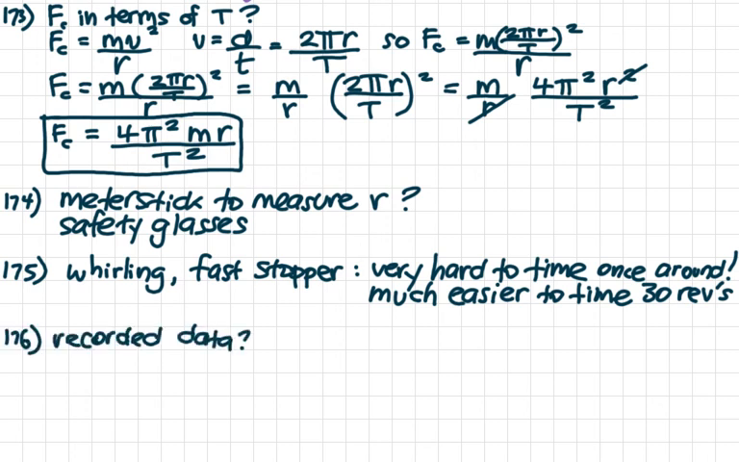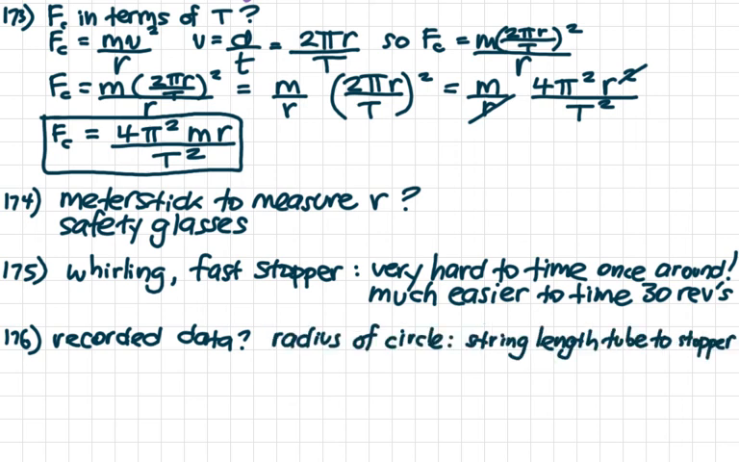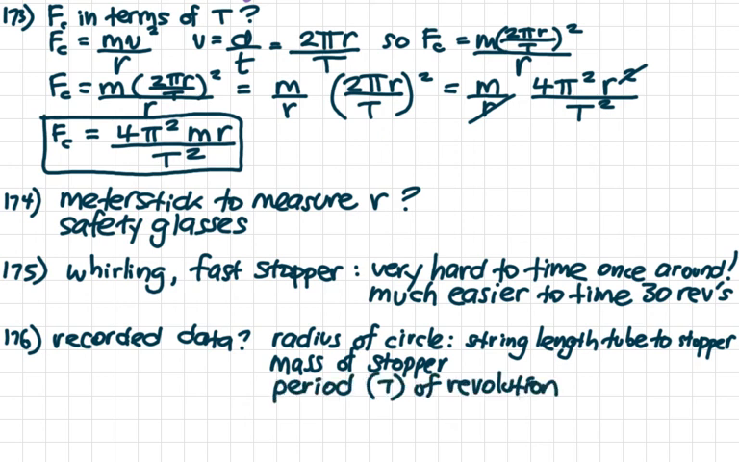Okay, so 176 says, it's kind of wordy, but basically they say, what should have been recorded when the pair was recording data? So all they need is the radius of the circle. That would be the string length from the tube to the stopper. If they're going to do F_c = mv squared over r, m is the mass of the thing in motion. They need the mass of the stopper. The key dependent variable that they're looking at here is the period of the revolution. How fast is the stopper moving, or how much time does it take to complete 1 cycle? So they're going to need that.